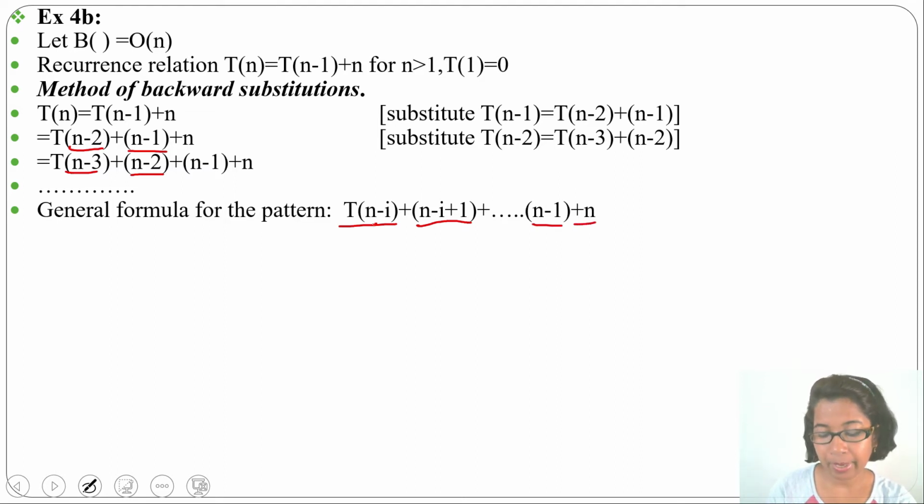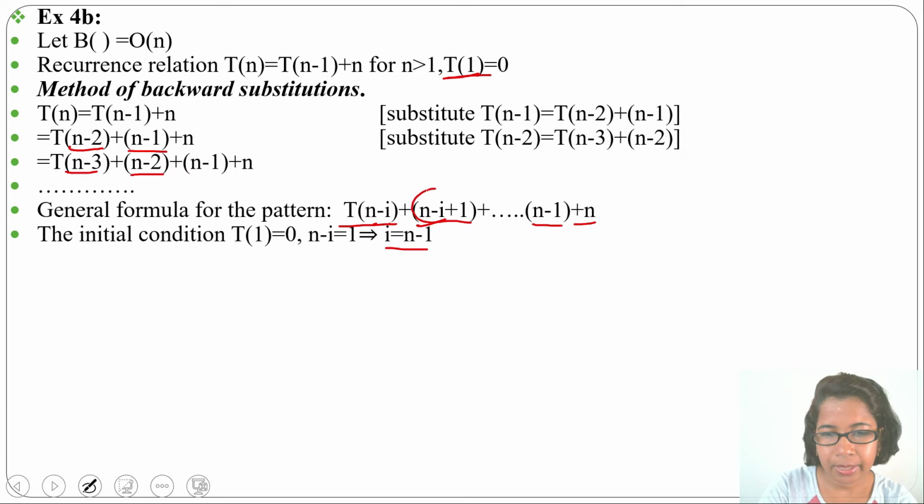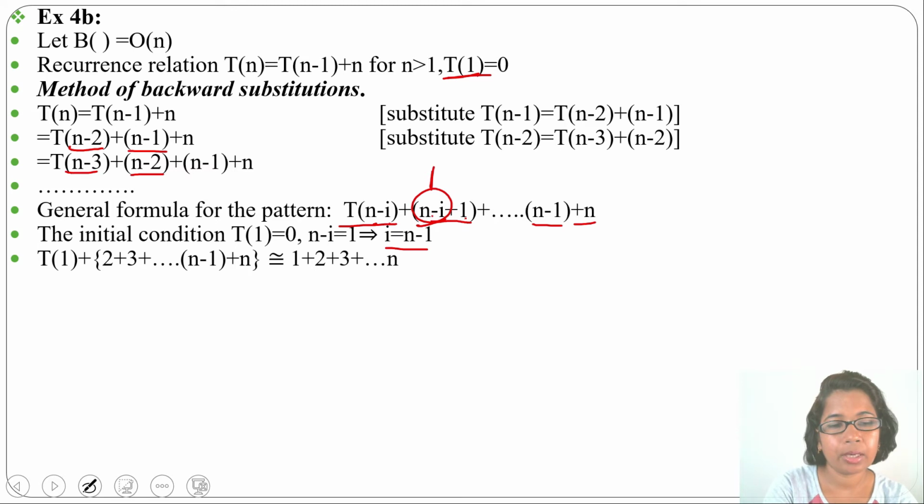Now what is n minus i? Let's compare this with the initial condition. So n minus i equals 1 means i value is n minus 1. Just substitute 1 in place of this n minus i. 1 plus 1, I'll get 2. 2 plus 3 plus 4, like up to n. So T of 1 plus 2 plus 3 up to n. What is T of 1 value? It is 0. So 0 plus 2 plus 3 up to n.